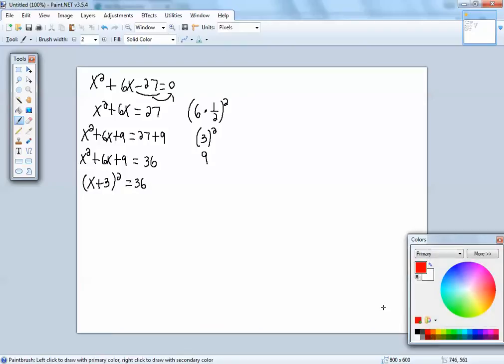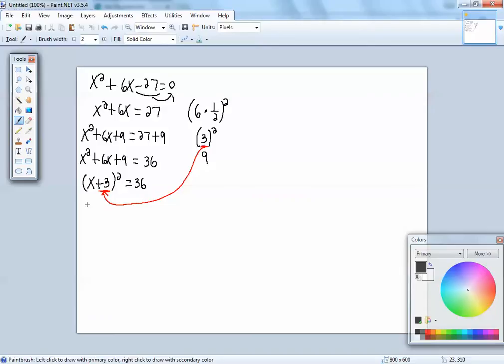Now, there is no factoring involved there. Right before you square over here, whatever number's right here is always what goes right here, sign included. This is a positive 3, so that's why we put a plus 3 here. If that had been a negative 3, we would have put a negative 3 here.